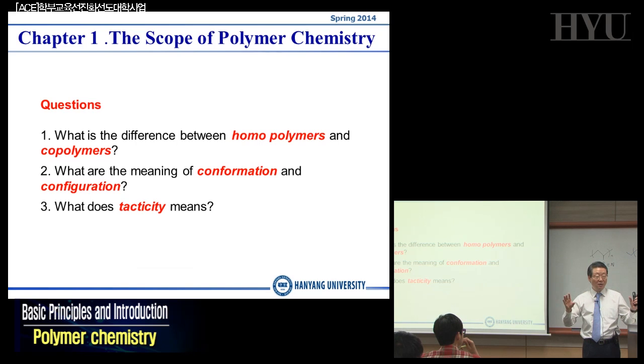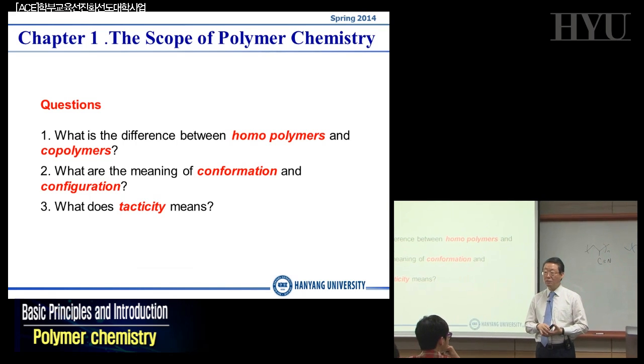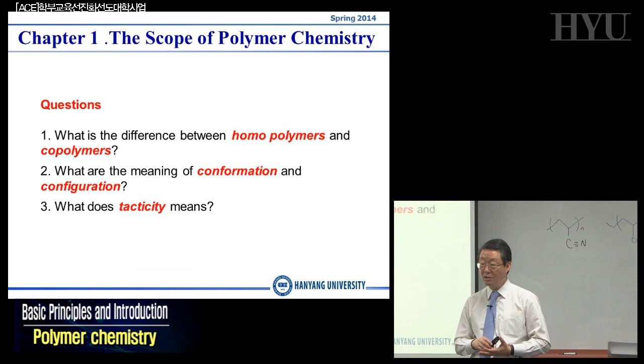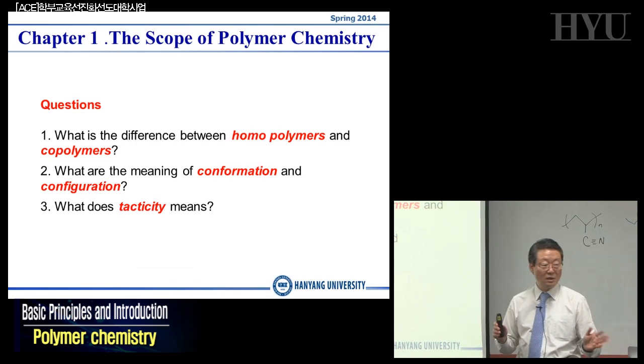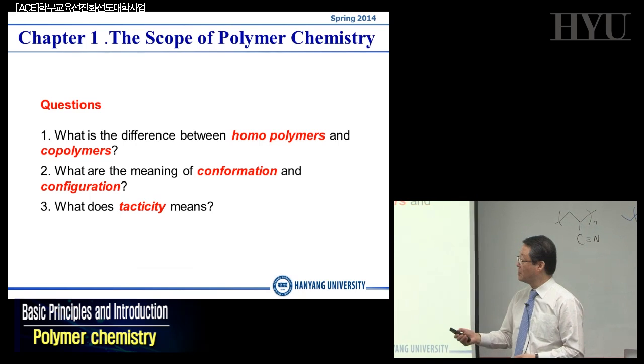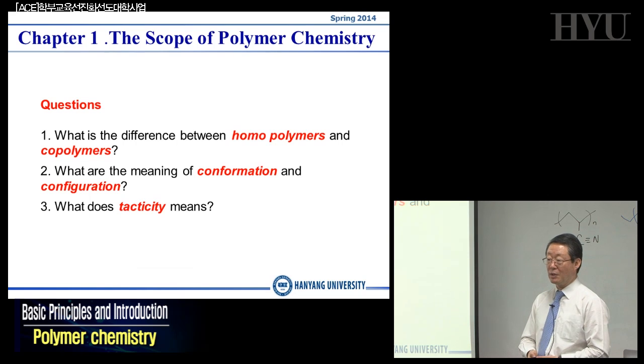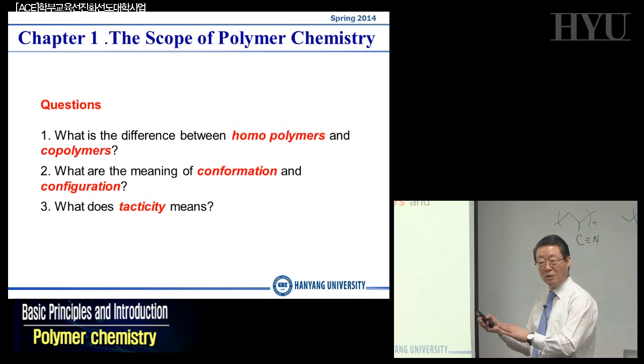So tacticity will determine the density of your final polymer, particularly the polypropylene. The reason why we have those tacticities is coming from the use of the catalyst. Okay, we will talk about it later about this tacticity. So these are the main examples of chapter number 1 about the scope of polymer chemistry. Okay, so we'll go in a little bit more detail of each.